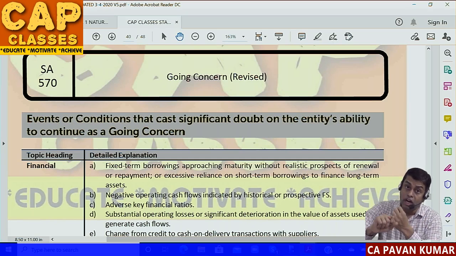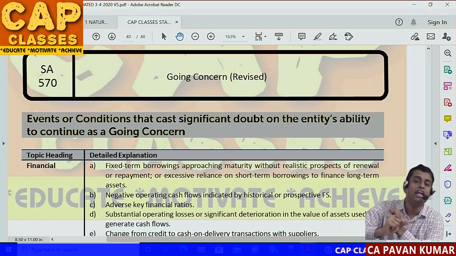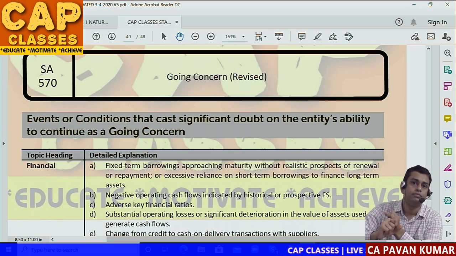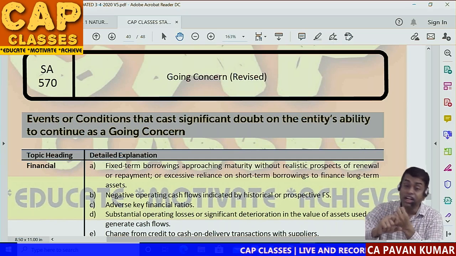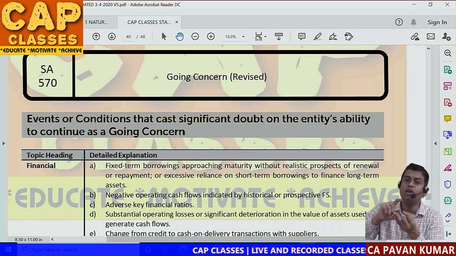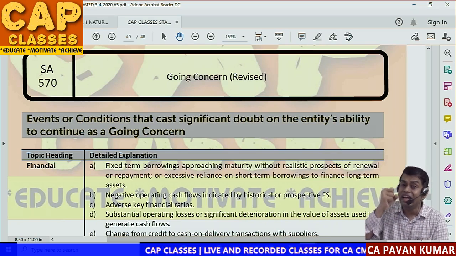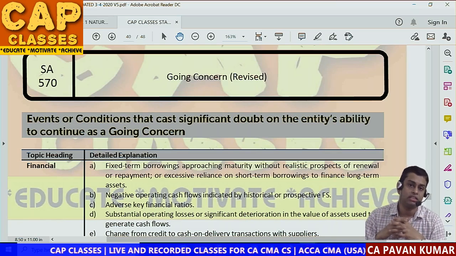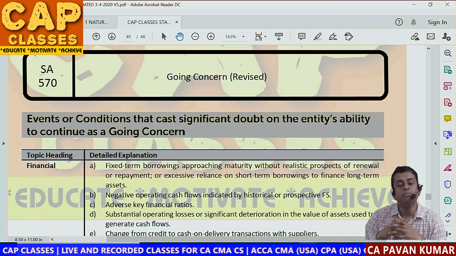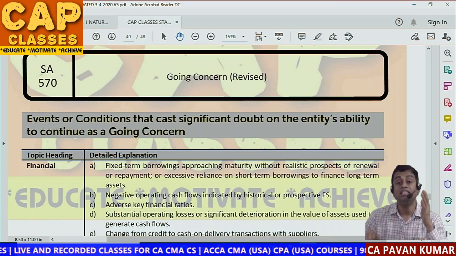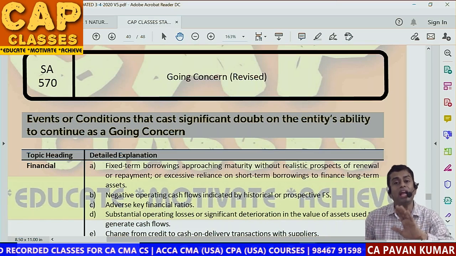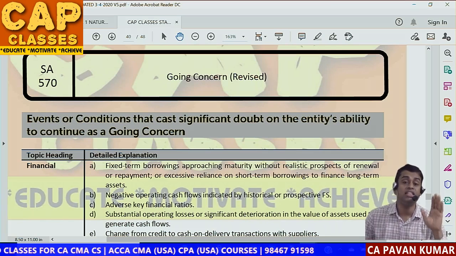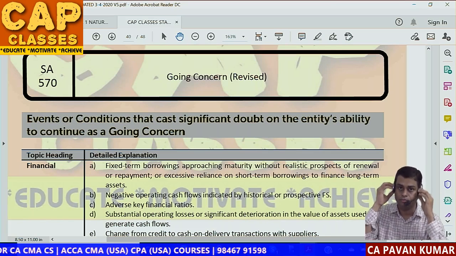I want to continue my life and I have the ability to continue my life. I do not have any intention to close down my business, and I do not have any pressure or necessity to shut it down. That is called the ability of going concern. Why is going concern important? If the entity is a going concern, then prepare accounts normally. This is called going concern basis.